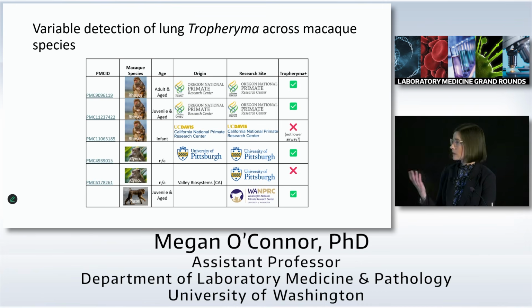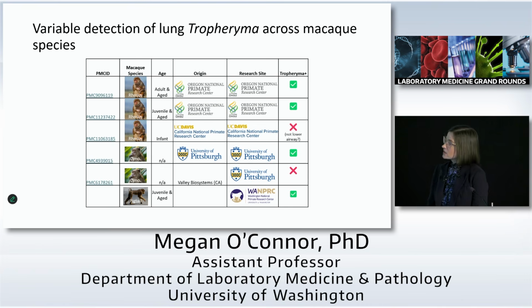One of the potential reasons why they were not is whether or not they were getting far enough into the lower airway. And then there were studies in cynomolgus macaques from the University of Pittsburgh where they actually had varying outcomes, where one of their studies had Tropheryma present and the others did not. So far our studies fill in this gap, starting to look at the pigtail macaques.